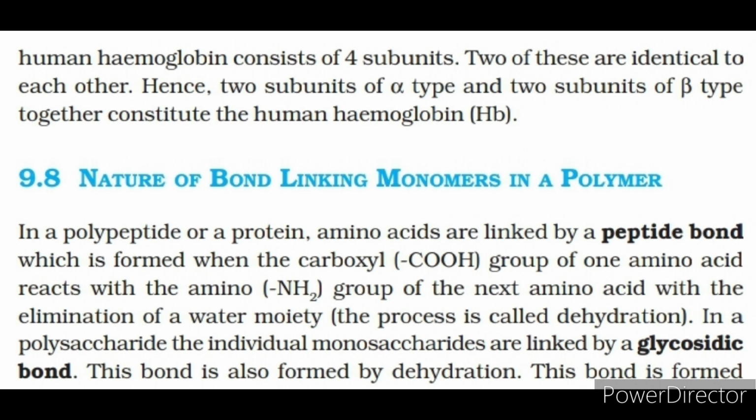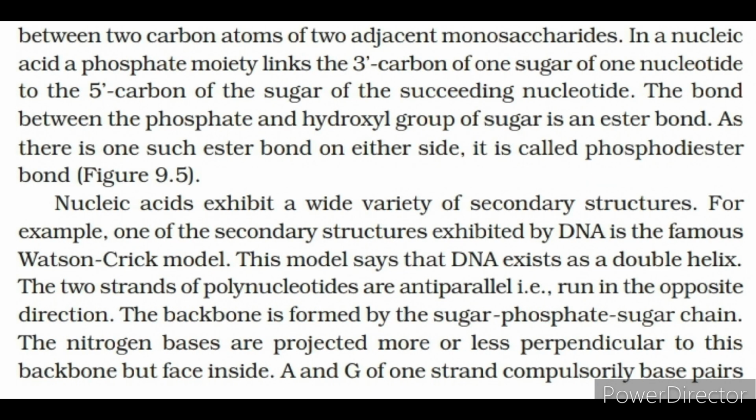The process is called dehydration. In a polysaccharide, the individual monosaccharides are linked by a glycosidic bond. This bond is also formed by dehydration. This bond is formed between 2 carbon atoms of 2 adjacent monosaccharides.